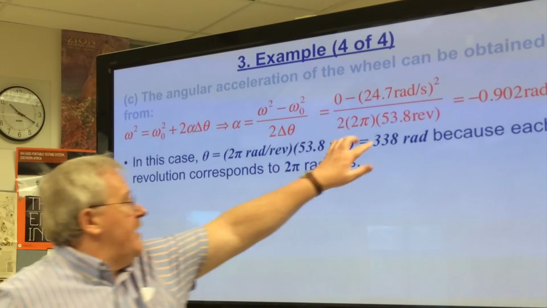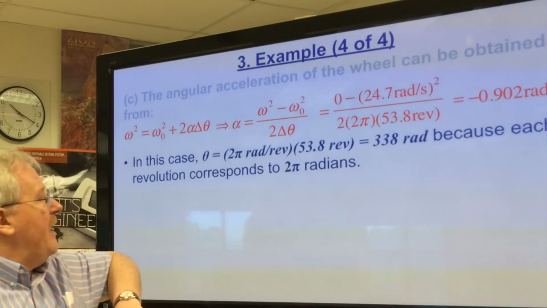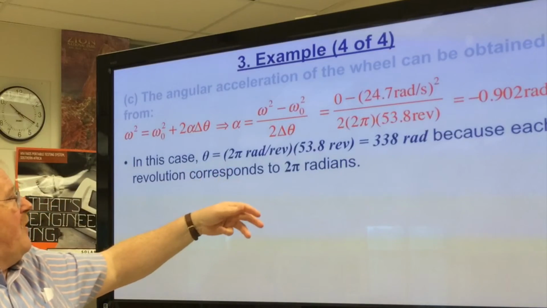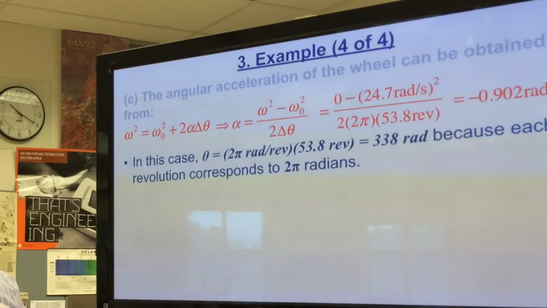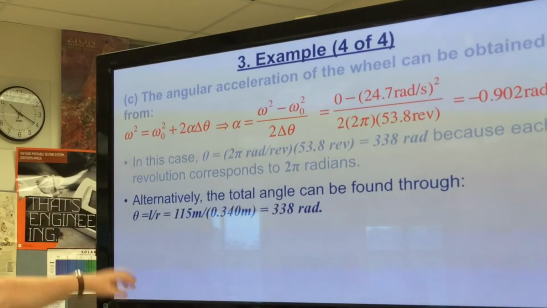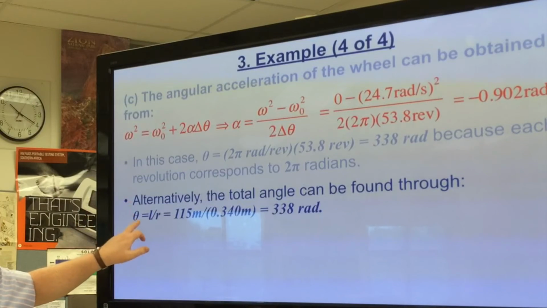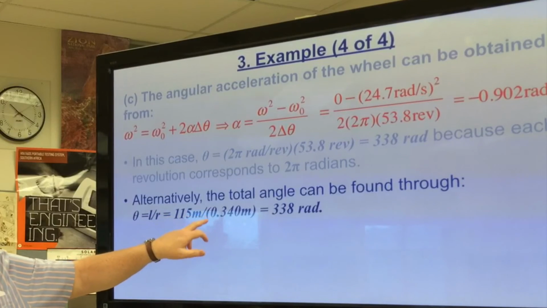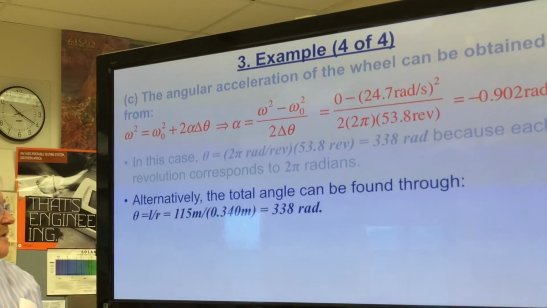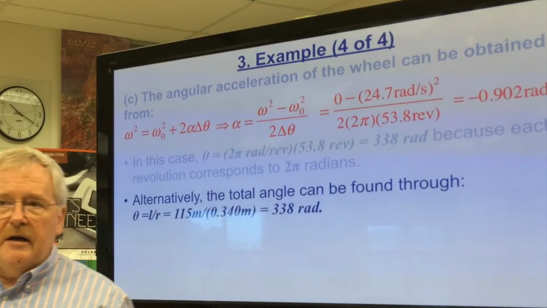So this thing here, 2 pi times 53.8, gives us the number of radians, because each revolution corresponds to 2 pi radians. We could have also done it by taking the total angle: theta equals L over R, 115 metres divided by 0.34 metres, 338 radians.